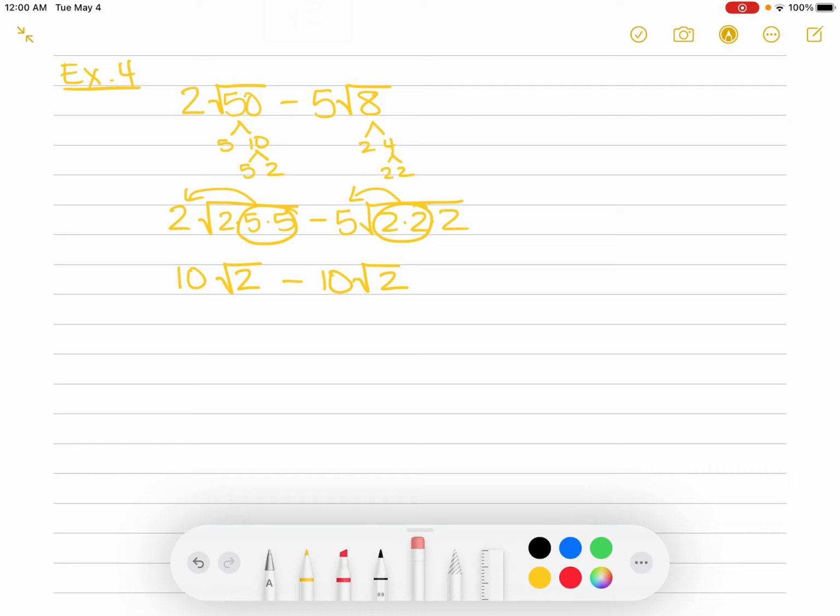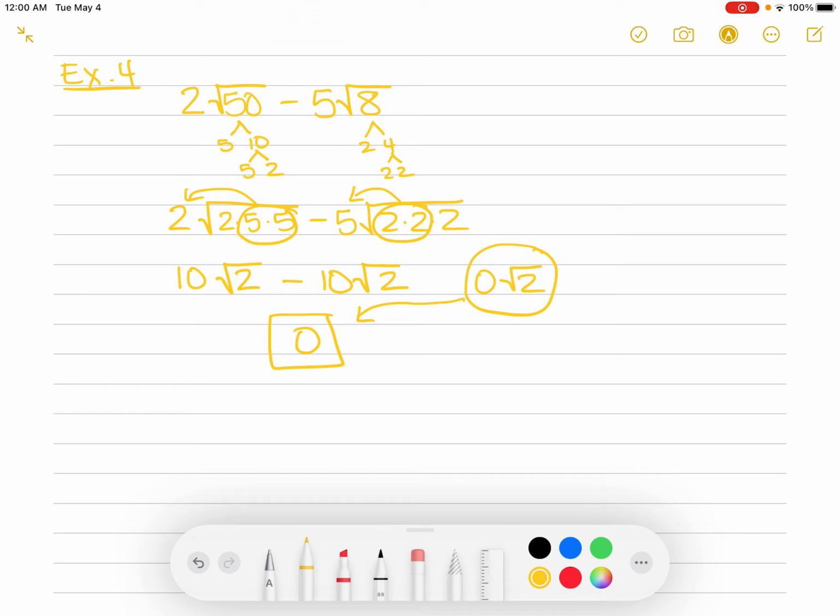I have 10 times square root 2 minus 10 times square root 2. So I'm subtracting the same thing, so the answer is going to be 0. Okay, if you write it like this, 0 times square root 2, I'm going to say you didn't simplify it all the way, because when you multiply by 0, you should get 0.